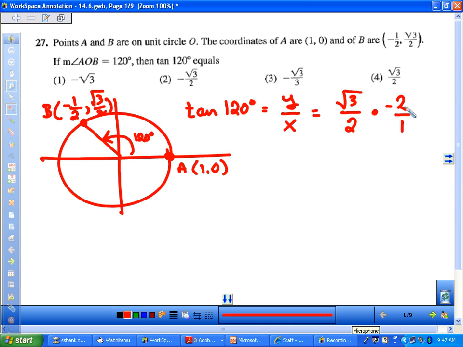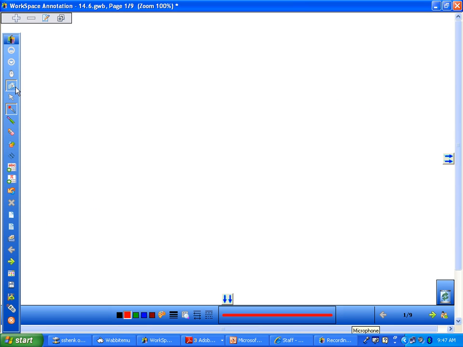What's going to happen to the 2's? They're going to cancel out. What's a radical 3 times a negative 1? A negative radical 3. The tangent of 120 degrees, then, is choice 1, negative radical 3. We've got to take the y-coordinate and divide it by the x-coordinate. Okay. All right with 27? Anything else off of the homework, folks?